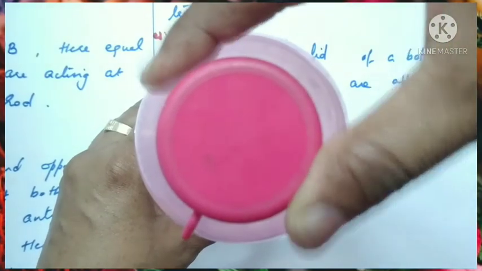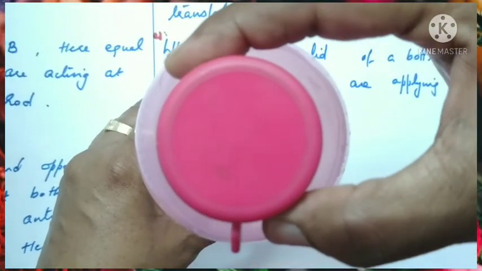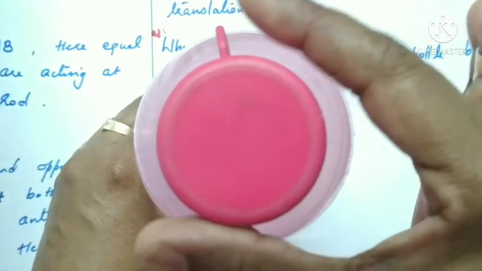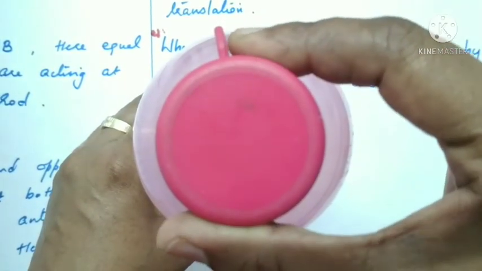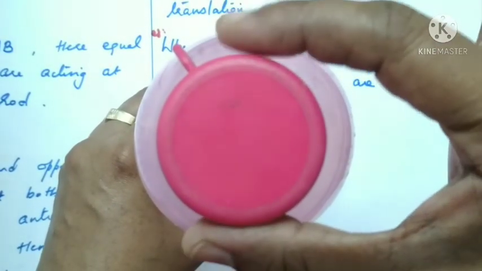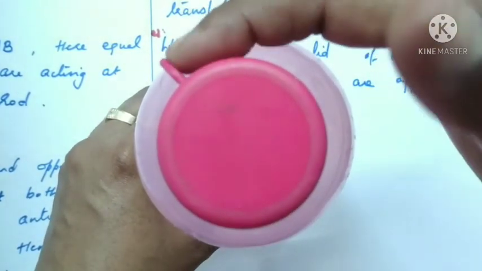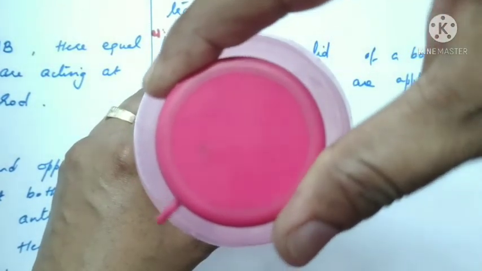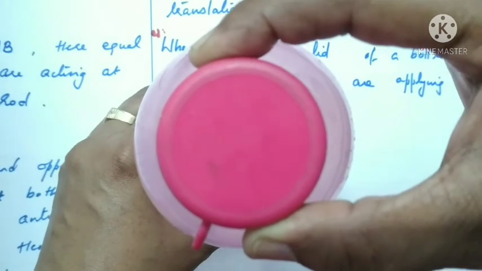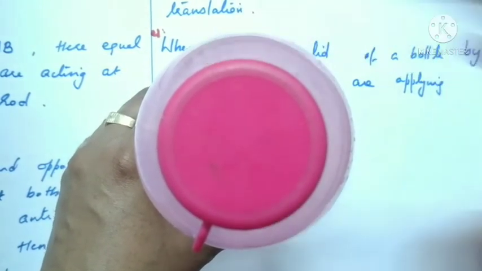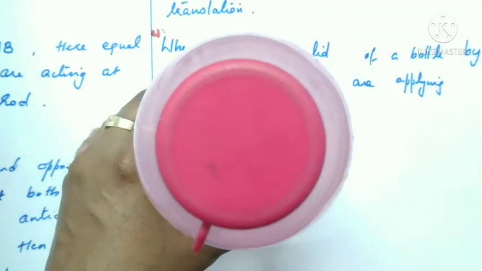So because of the couple, the lid of the bottle moves. Here one force is acting in this direction and another force is acting in the opposite direction. Because of these equal and opposite forces, the lid moves. Because of the couple, the lid of the bottle opens. Okay children, this is the best example for a couple.